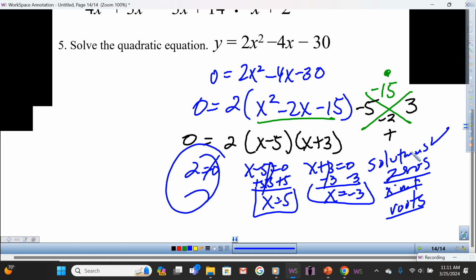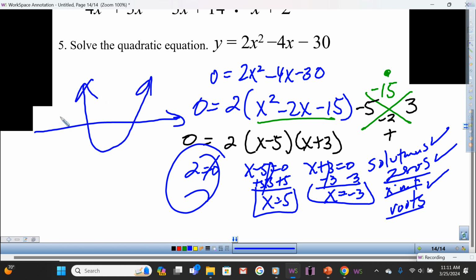Now, reminder, they're solutions because we just solved. They are x-intercepts because when we graph this, that's where this graph crosses the x-axis. They are roots because we solved these using square roots as well. But why are these zeros? Because where the parabola crosses the x-axis, at 5 and -3, that coordinate is -3, 0, and this one is 5, 0. That's why they're called zeros. Keep that in mind for today's session.